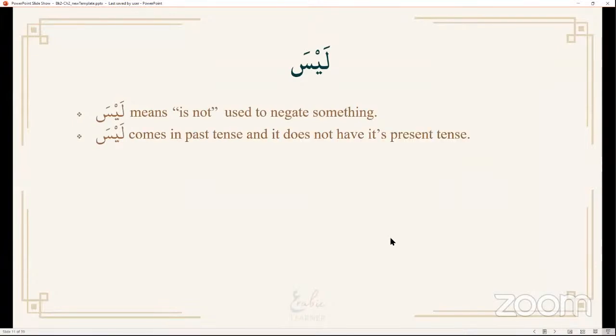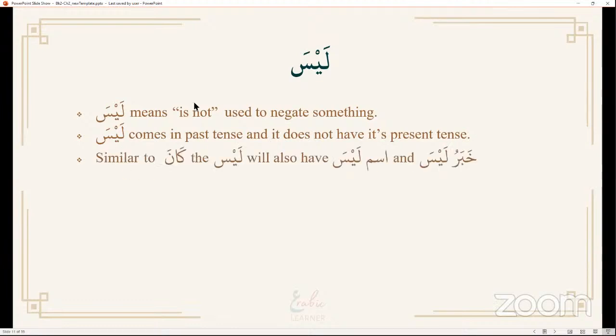So it doesn't have a present tense. Laysa means is not. Now for negation, there is no tense. Negation, you can do it in any condition. So Laysa is used to negate something. Now similar to kana, this will also have ismu Laysa wa khabaru Laysa.